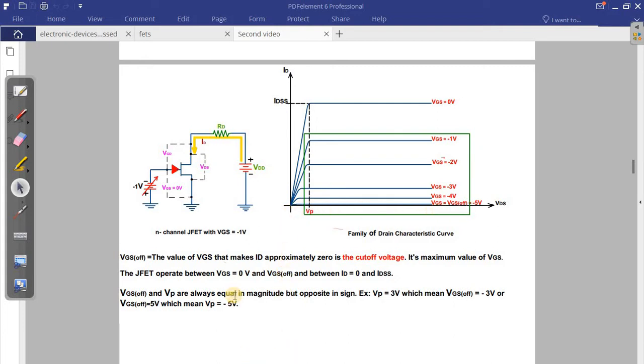We must also know, when we talk about the pinch-off voltage, which is Vp, that Vgs off and V pinch are the same value but opposite sign. So for example, when V pinch is equal to 3, Vgs off is equal to -3. When Vgs off is equal to 5, V pinch is equal to minus 5 volts. When V pinch is equal to 10 volts, Vgs off will be equal to -10 volts. So you can see it's always the same value but opposite sign.